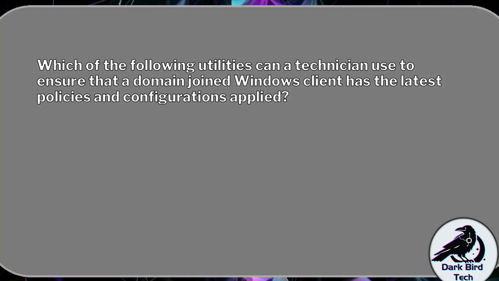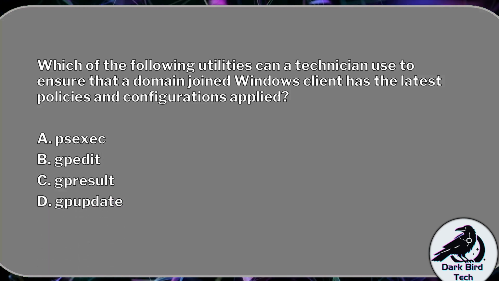Then, which of the following utilities can a technician use to ensure that a domain-joined Windows client has the latest policies and configurations applied? So let's see what we get here. Now, in a domain environment with Windows, the tool used to apply policies and configuration is usually group policy. And we're seeing GP here. So that keeps these three commands in the running to be the answer. PsExec or PowerShell execution, that's not got anything to do with applying group policy settings.